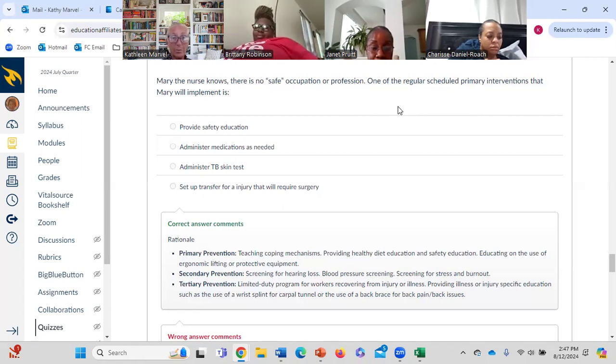Then tertiary, something has to be present, right? So maybe the occupational nurse is looking at some kind of a limited duty program for workers that can return to work, not quite at full duty, but maybe limited duty. Okay, so there's been an illness or an injury. Providing illness or injury specific education, such as using a wrist splint, say for somebody who had carpal tunnel surgery or a carpal tunnel diagnosis. Maybe somebody who had back pain or a back injury, making sure they know how to use their brace properly. Okay.